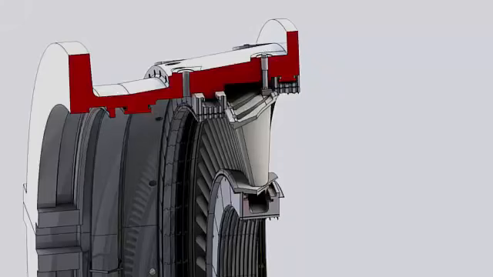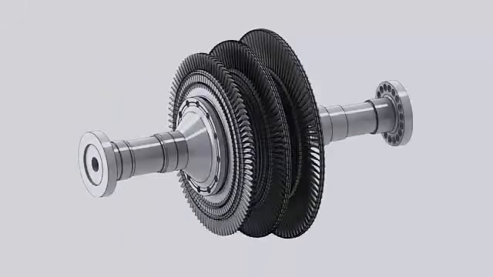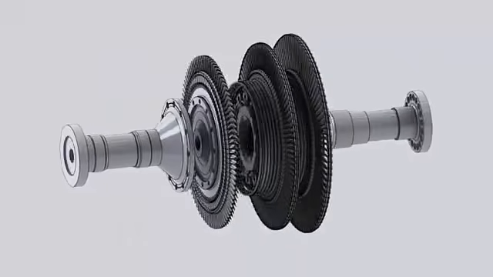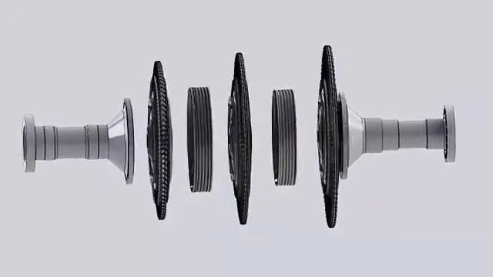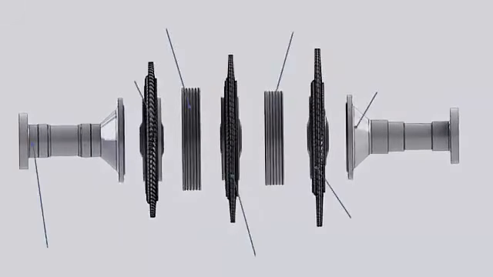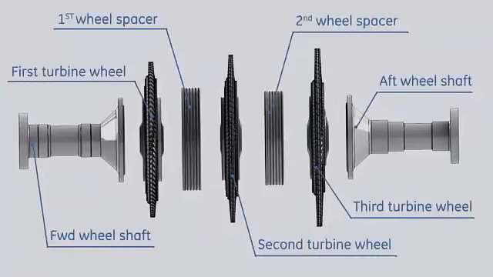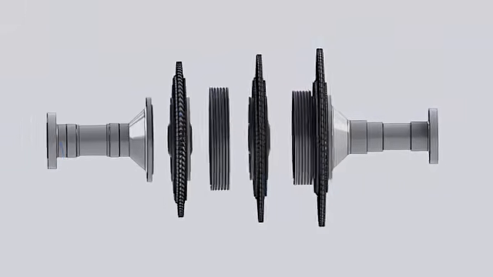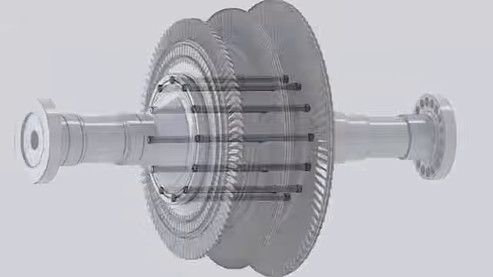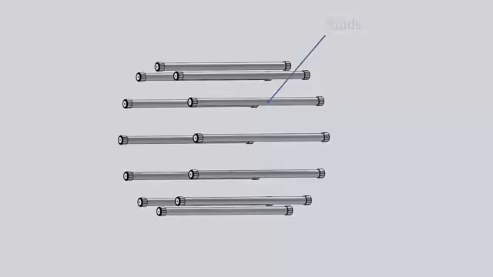The turbine rotor consists of the forward wheel shaft, first, second, and third stage turbine wheels, 2 turbine wheel spacers, and the aft wheel shaft. All parts are assembled together by 12 studs.